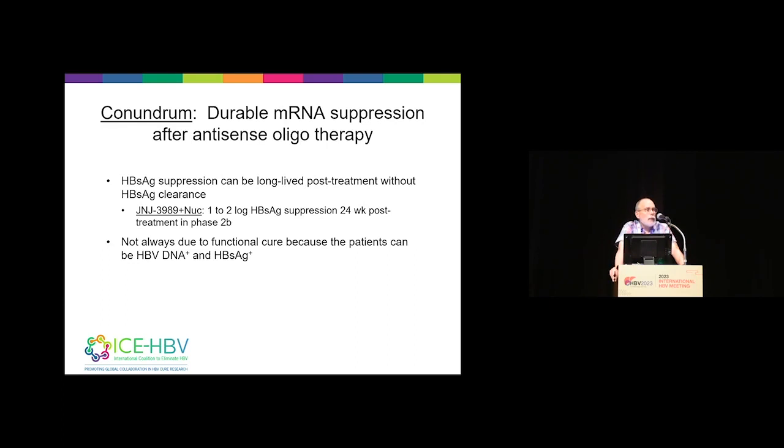So here's the conundrum that Adam brought up in the beginning: you can get durable messenger RNA suppression after antisense oligotherapy. The suppression can be long-lived, but it can occur for a long period without complete HBs clearance. So 3989 plus nuke, remember you got a 1 to 2 log HBs suppression 24 weeks post-treatment, but that wasn't clearance, okay? So clearly that was not due to a functional cure, because the patients can still be HBV DNA positive and HBs positive. So what's going on here? This is unusual.